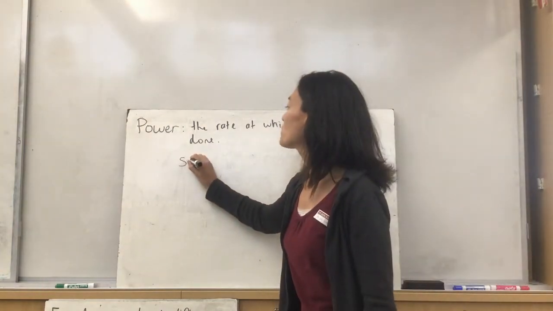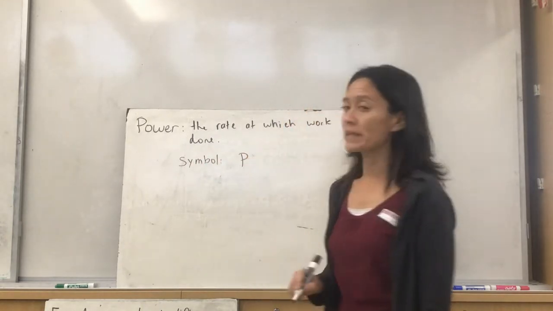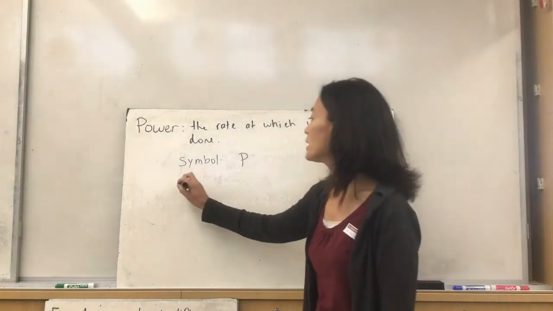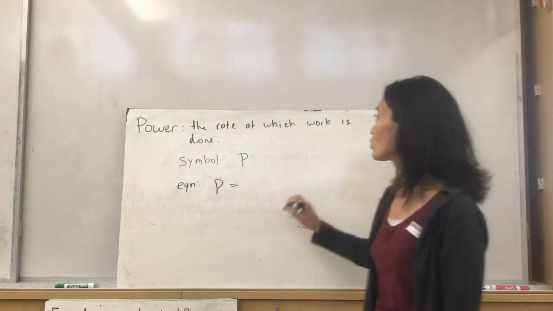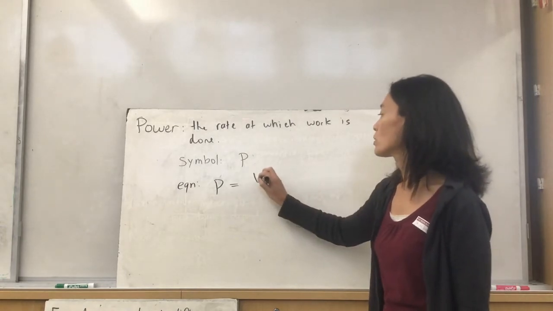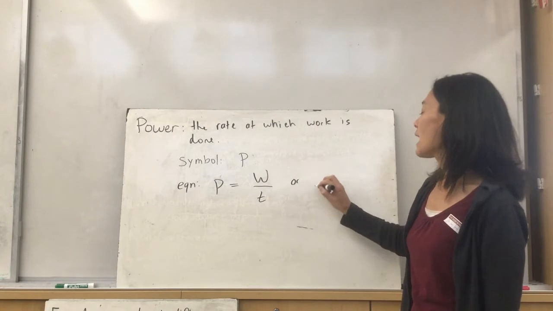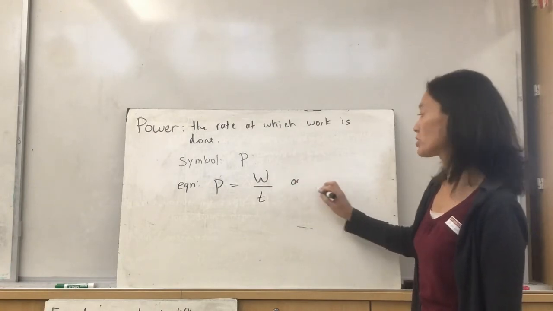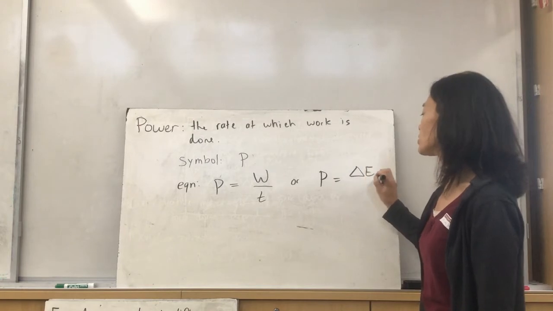The symbol for power is a capital P. The equation for it just comes out of the definition. Power is the rate at which work is done. So it's just work over time. But keep in mind that work could be a change in energy, right? So power could also be equal to a change in energy over time.